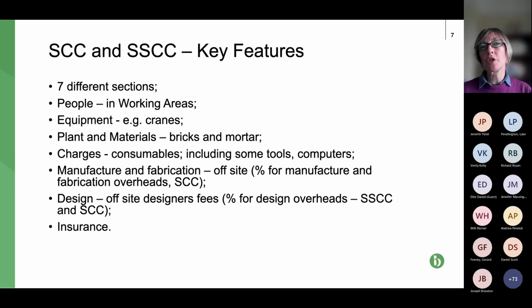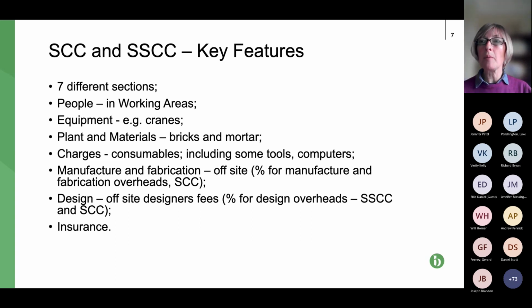Then we've got manufacture and fabrication. Now that's off-site manufacture and fabrication. Ditto for design. And then finally, we've got insurance. Pretty much erase the insurance element from your mind. Do not be thinking that this is premiums, or the cost of obtaining insurance. It is not. It's to do with a situation where an insurance claim is made and the insurers make a payment on that claim. So it's quite niche.